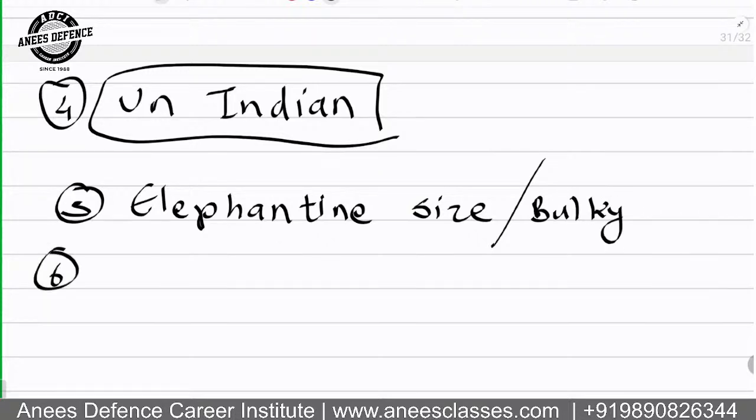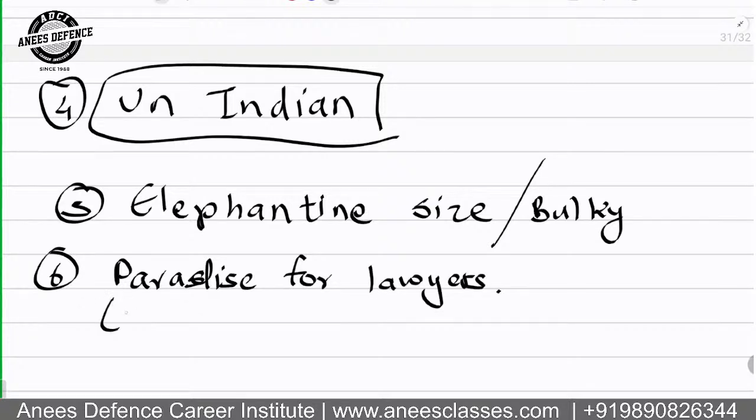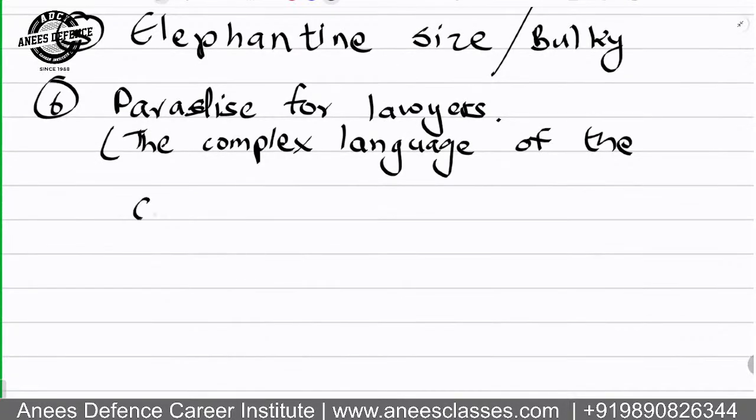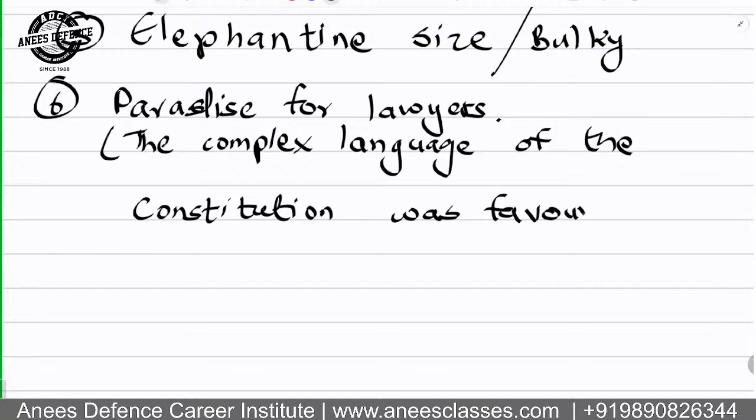Sixth criticism was it was a paradise for lawyers. It means that the complex language of the constitution was favorable to the lawyers.